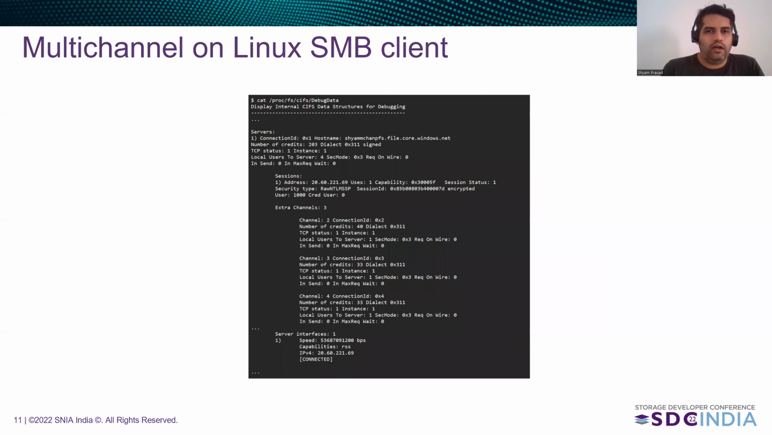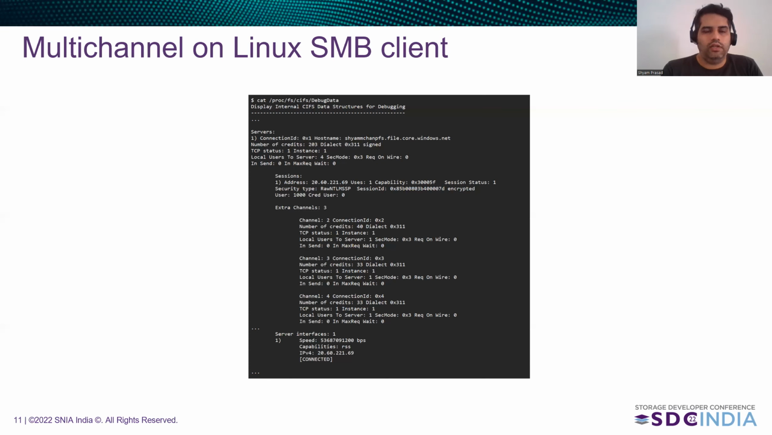Okay, so once you have used the mount option and mounted a file share, how do you ensure that multiple channels are actually being used? So one of the ways to check this is using the procfs CIFS debug data, which actually gives a number of other information that developers can use in order to troubleshoot and debug problems.